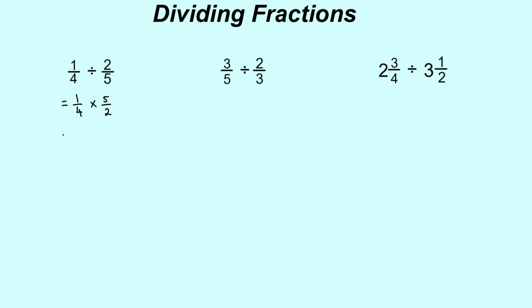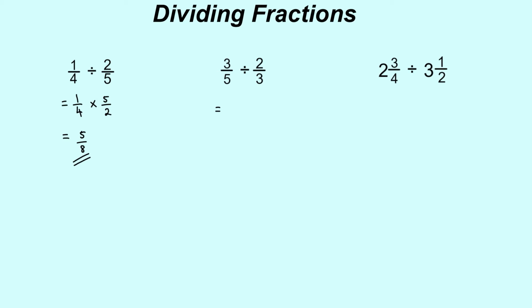Okay, and once we've got to that stage, we're just doing exactly what we just did for the multiplying. So top times top, bottom times bottom. And fairly easy numbers here, so we don't have to check for anything that can cancel down. 1 times 5 is 5, 4 times 2 is 8, and we get 5/8. And that's a proper fraction, can't simplify that anymore, so that's our final answer.